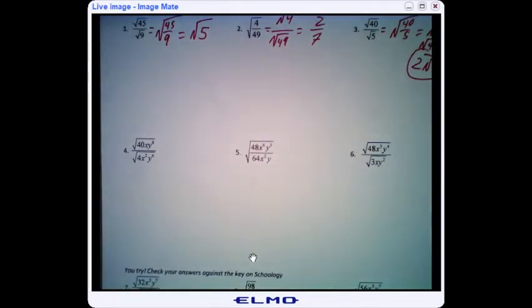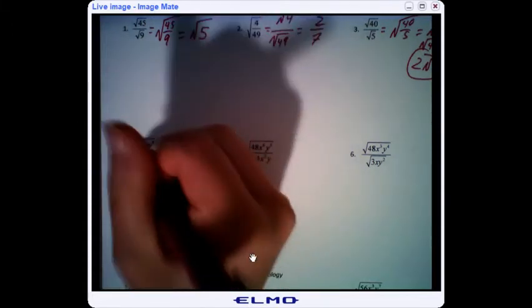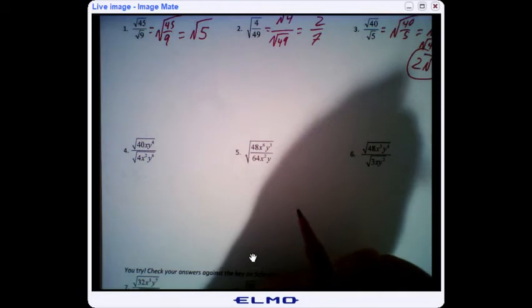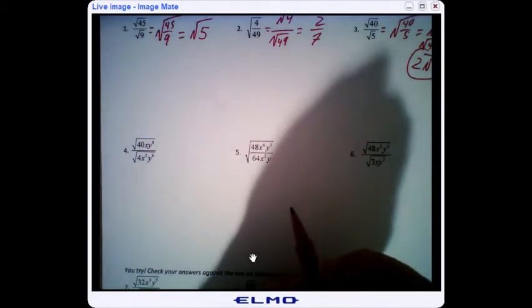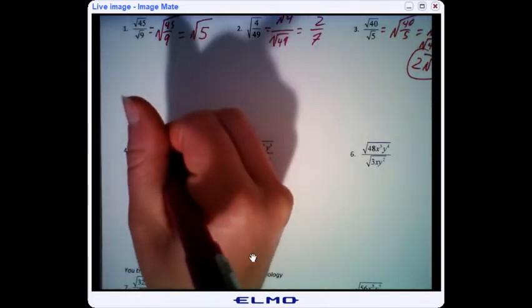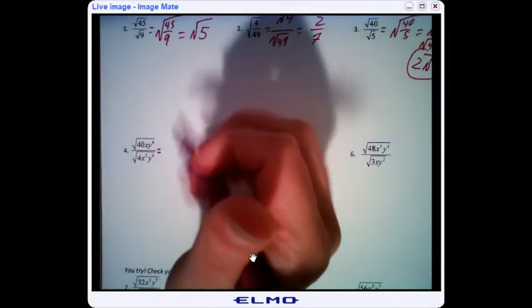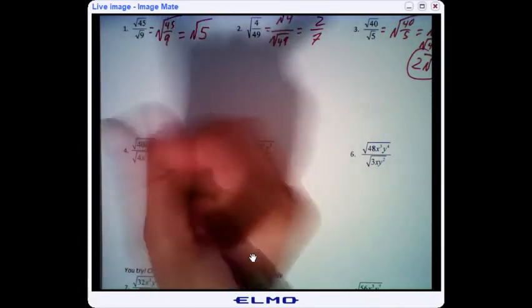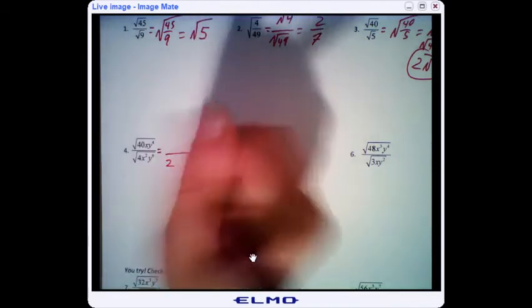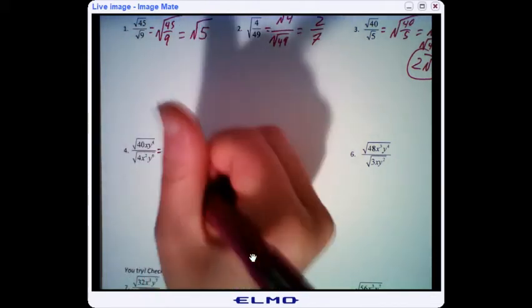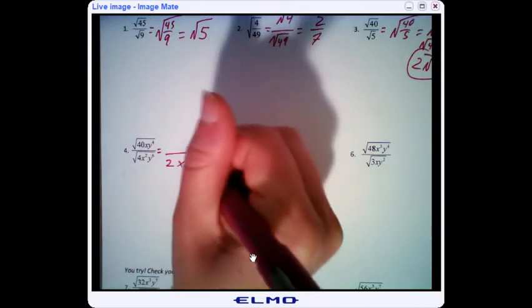Down below, 40xy to the 4th, and then square root of 4x squared y to the 6th. I can simplify some of this, but this is all perfect squares down here. So I think I'm going to just kind of do them separately and then simplify in a minute. So the square root of 4 is 2. Square root of x squared is x, and square root of y to the 6 is y cubed.